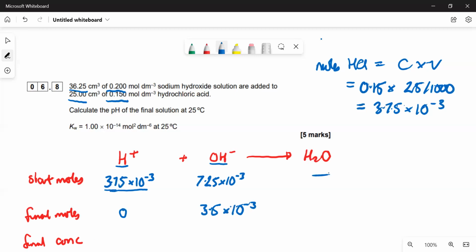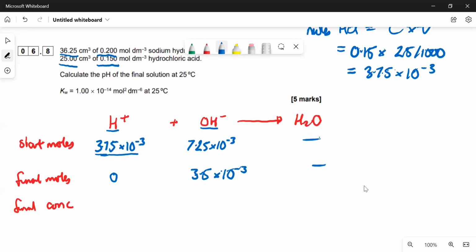And of course, this is just ignoring the water here. Okay, so we've got 3.5 times 10 to the minus 3 moles of OH minus. And the temptation here is for people to get confused and think that's a concentration of OH minus, and it's not. That will be a pretty common mistake in this. We've got to find out the final concentration, and to do that, we've got to divide. So final concentration is equal to moles over the volume.